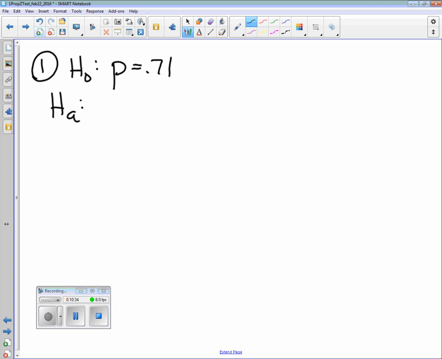That's the claim. Your null hypothesis almost always will have an equal sign in it, and it will always be in terms of the population parameter. Since we're talking about proportions, that's P. If we were talking about means, that would be mu. So this depends on which side we're on. We're dealing with proportions right now, so we're talking about P. What's the context? 71% of Earth is covered by water.